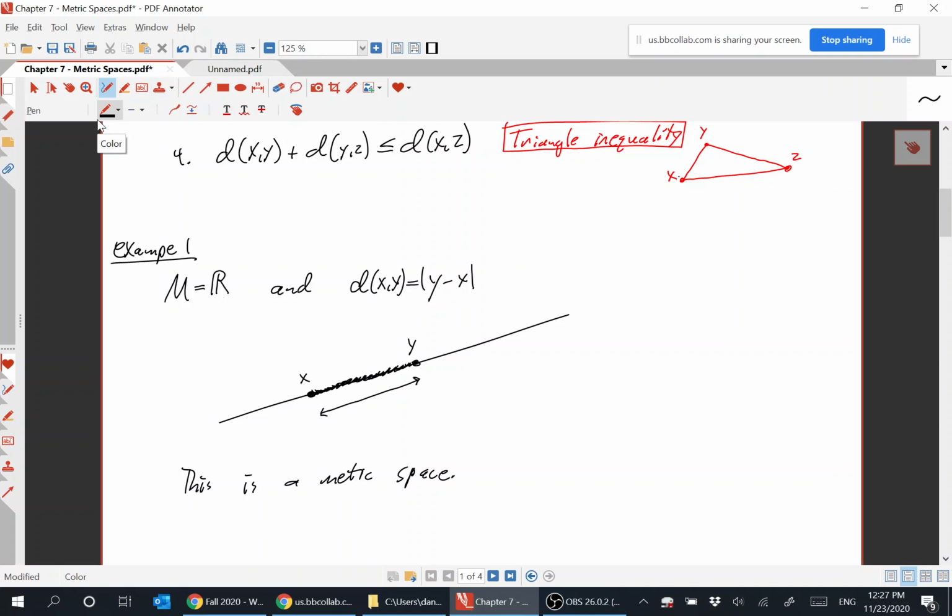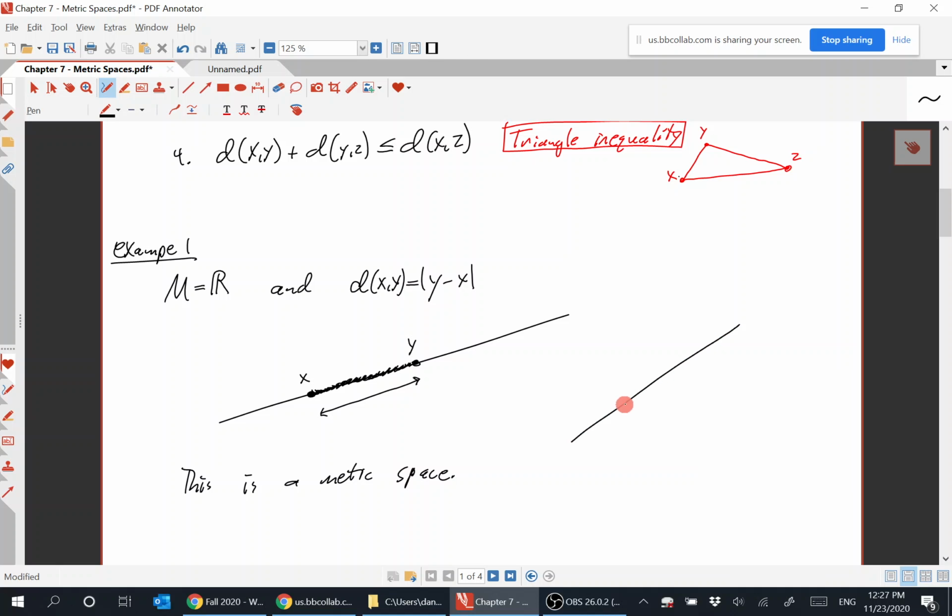For example, the basic example of a metric space is just the real numbers itself, where the distance from x to y is just the absolute value of y minus x. So I'm not proving it's a metric space, but it is. Okay? And the triangle inequality holds here.